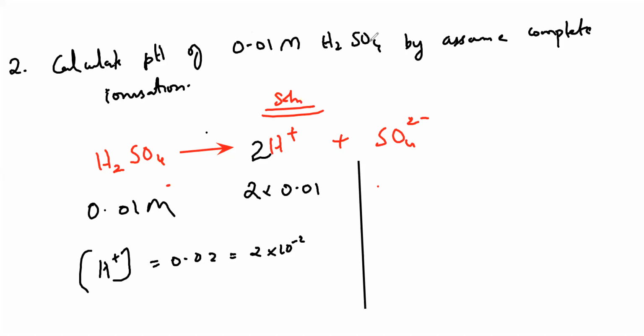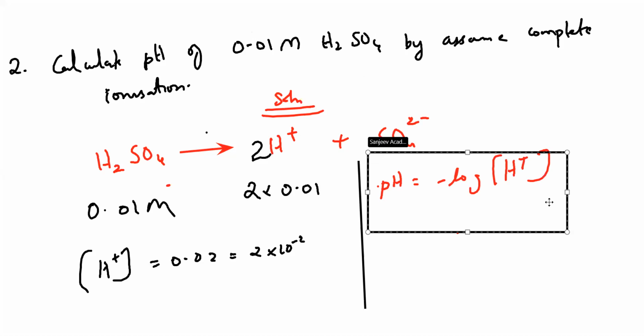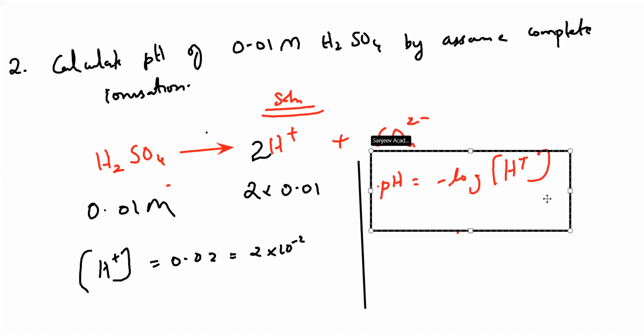Now write down the formula. The formula used is what? pH is equal to minus log of H plus. Common formula for everything, either it is OH minus or H plus. Put it in a box. So minus log of 2 into 10 power minus 2. Correct.